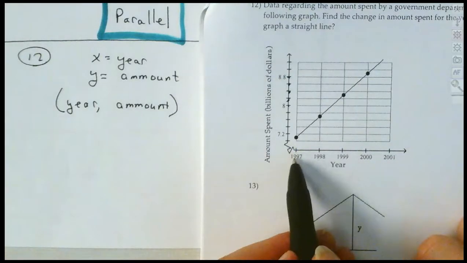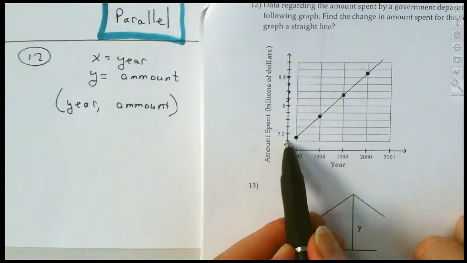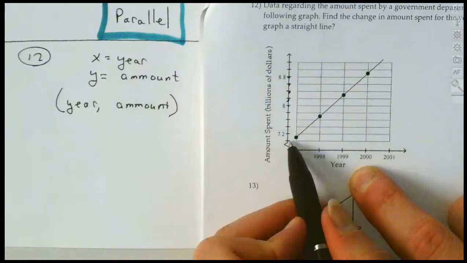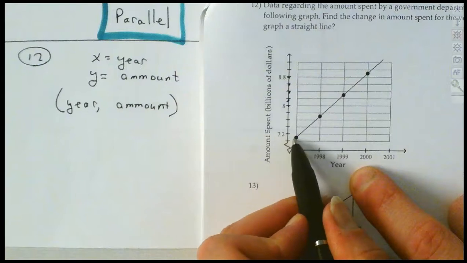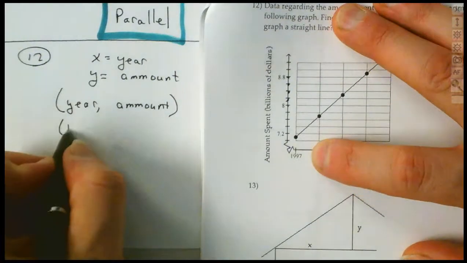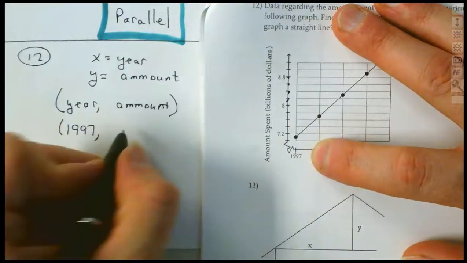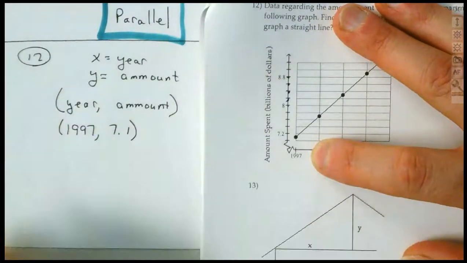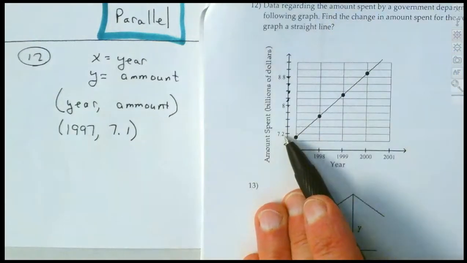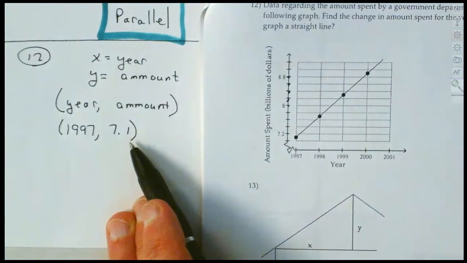So this one is at 1997, and there would be 7. Okay, so right there would be 7. And then the next one up is 7.2. It's kind of in between. So it looks like that first point would be 1997, comma, about 7.1. Right? Because that's about where it's at. There's 7, and there's 7.2. So it's kind of in between them. So we're going to say it's at 7.1.